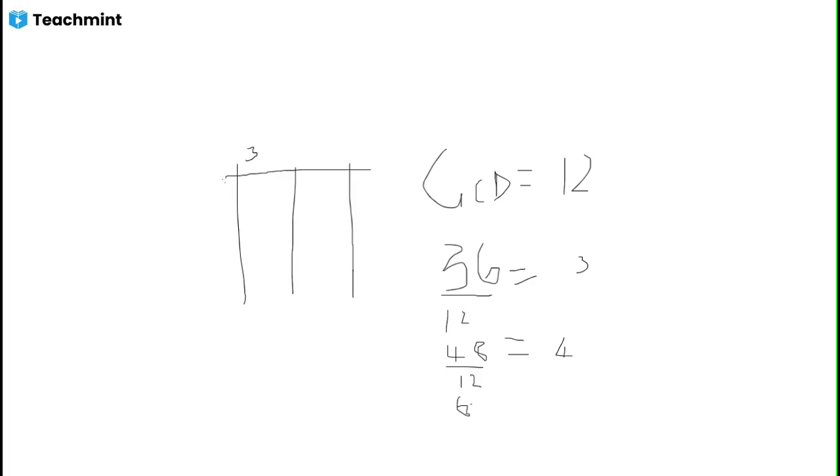So the total number of pieces is 12. In this question we are getting the same 12, but in other questions we can get a different answer. It is not necessarily the case that when you add, you get the GCD. So that's how we do this question.